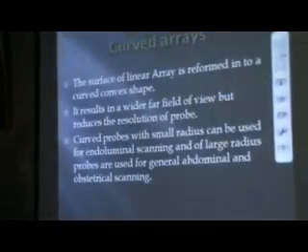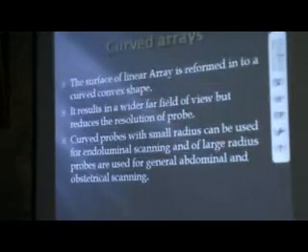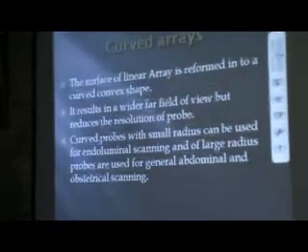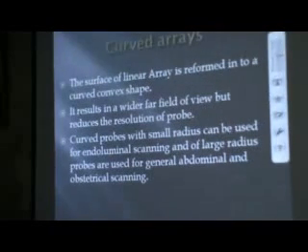The curved array or the convex probe: the surface of the linear array is reformed into a curved or convex shape. It results in a wider far field view but reduces the resolution of the probe. A curved probe with small radius can be used for luminal scanning, and large radius probes are used for general abdominal and obstetrical scanning.